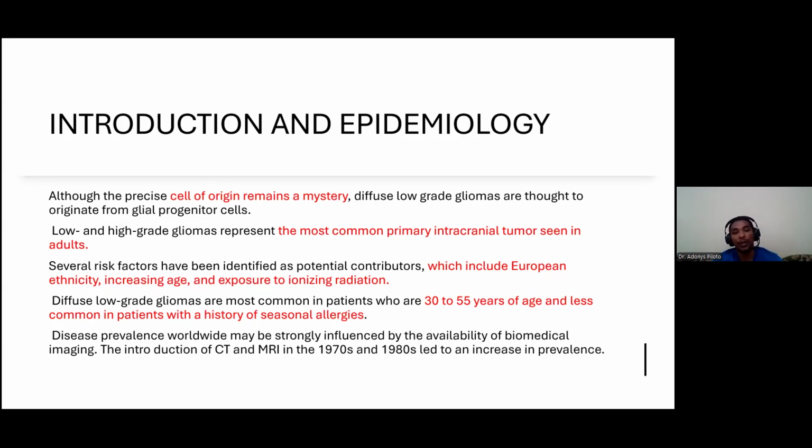Disease prevalence worldwide may be strongly influenced by the availability of biochemical imaging. The introduction of CT scan and MRI in the 1970s and 1980s led to an increase in prevalence of this type of tumor.